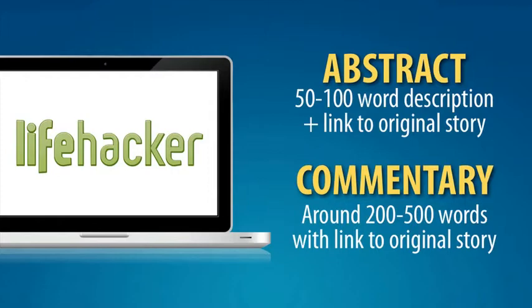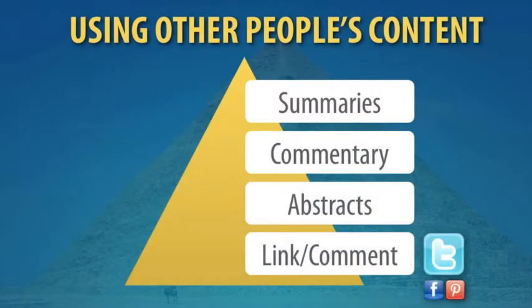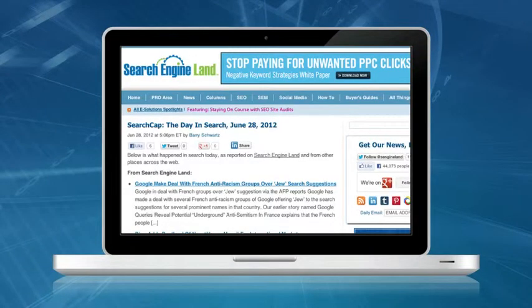It gets even better though, because you can also do what we call summaries, like a weekly wrap-up of the best and most popular stories. Just use the title of the story and a link and a brief description. They're even shorter than abstracts. You'll find these on sites like searchengineland.com. For example, what they call Search Cap.